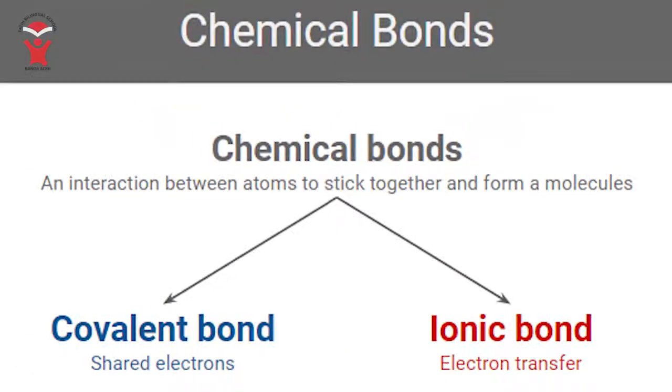A chemical bond is a type of interaction between atoms in order to stick them together and thus form molecules or compounds. Chemical bonds are comprised of two main categories. The first is covalent bond, when electrons are shared between two elements. The other is ionic bond, when electrons are completely transferred to form ions.